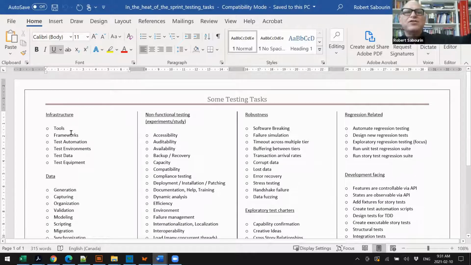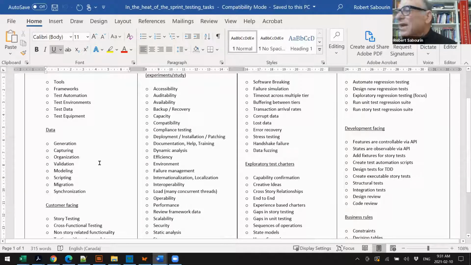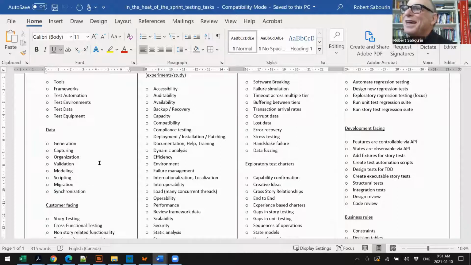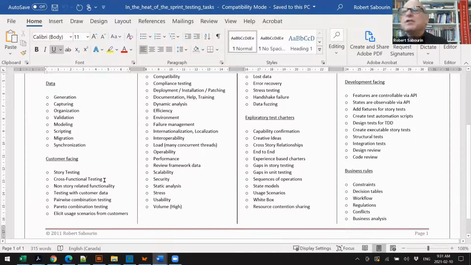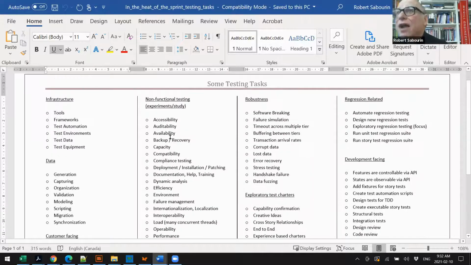Some tasks are about infrastructure: setting up tools, frameworks. Some tasks are data. In fact, in many companies, 80% of the work is related to data, and 0% of the estimation considers data. So big data: how do you create data, generate data, validate data, model data, script data. Then there are customer-facing tasks: running your story test, doing cross-functional tests, testing with customer data, pairwise combination testing. Those are customer-facing. Then there's non-functional testing, all the abilities, reliability, scalability, all this type of stuff.